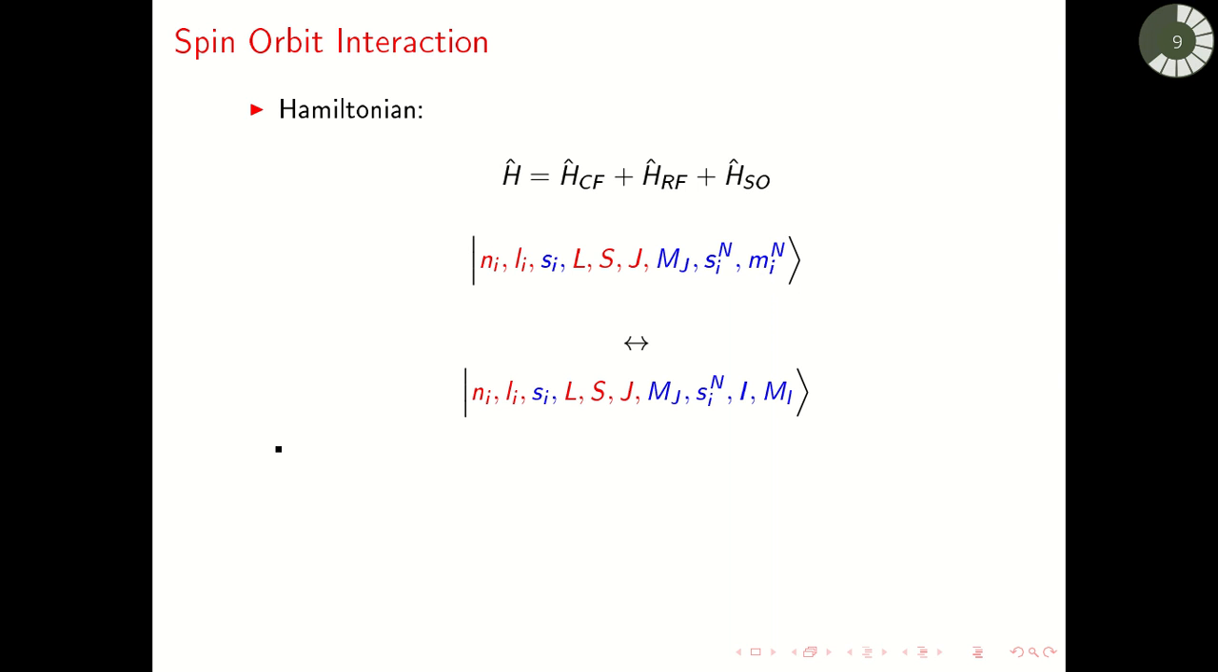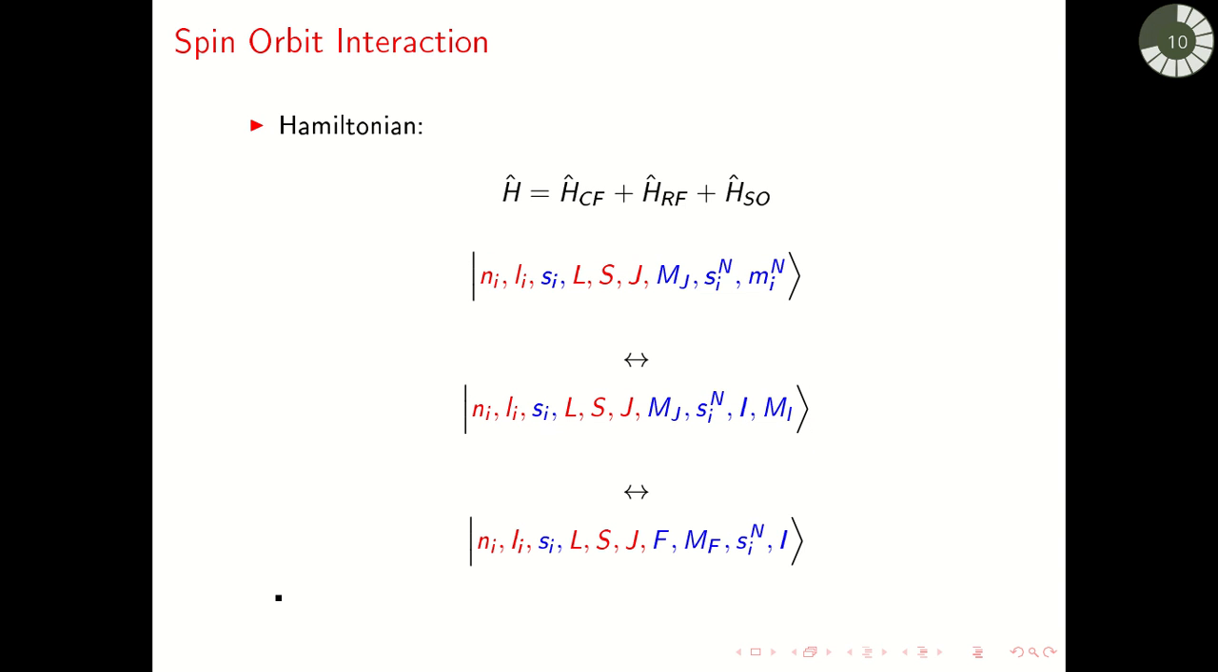In this case we can rearrange things a bit and write our eigenkets as states of well-defined total I and its projection along the z-axis. We can rearrange things again and write our eigenkets as states of well-defined total F and its projection along the z-axis. This is useful since it diagonalizes our next term, the hyperfine structure.